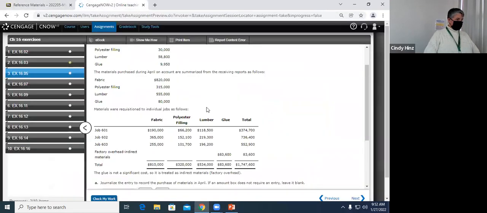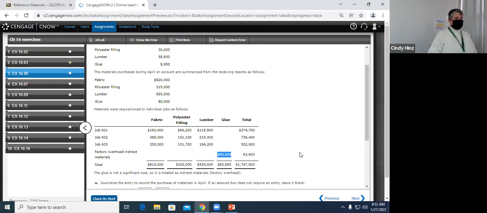And so during the month of April, there was a separate card for job 601, 602, 603. And each of the 3 direct materials, fabric, polyester filling, and lumber, were being recorded directly on that card for job 601, 602, and 603 separately, for each one of those direct materials.